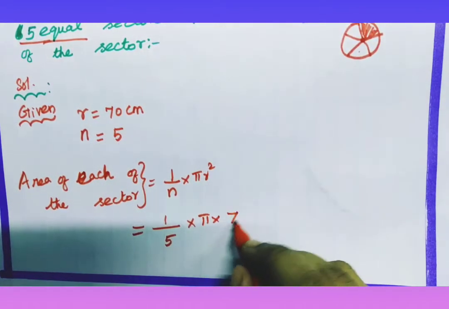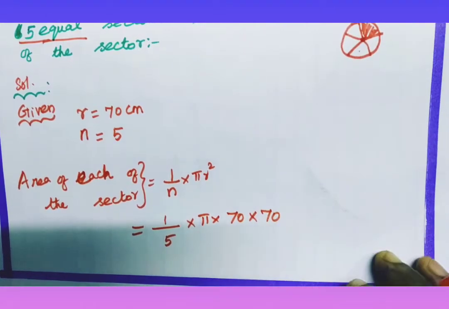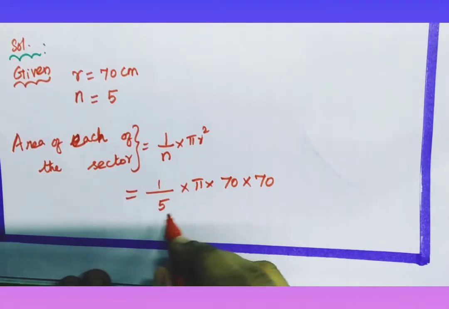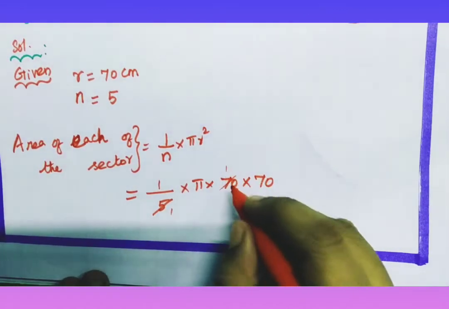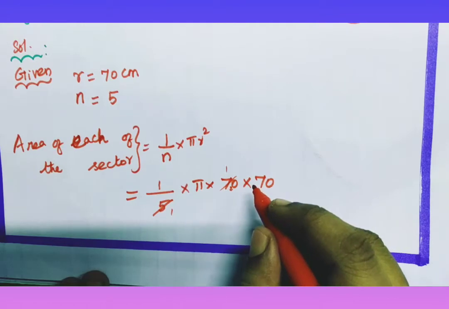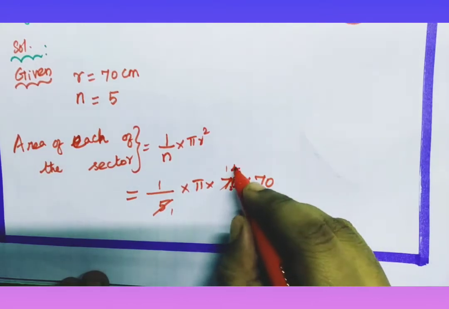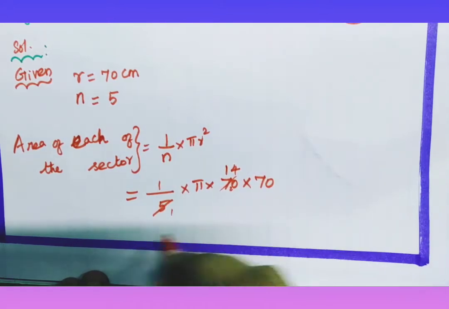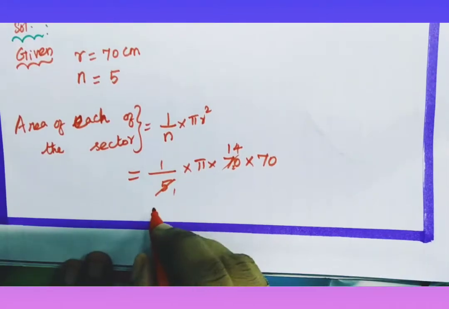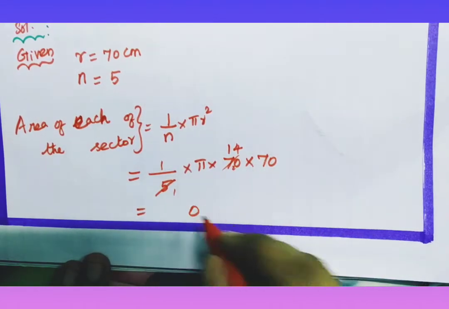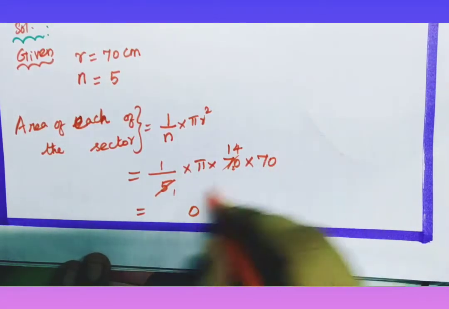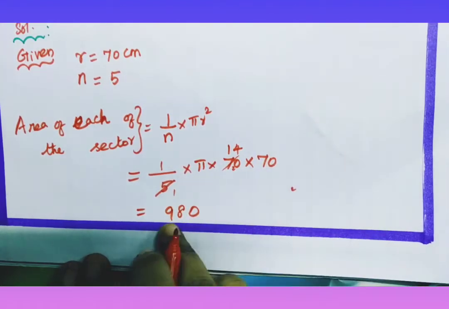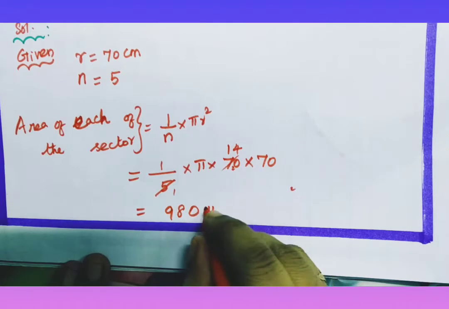r is what? 70 into 70. Now, cancel it. 1 5 is 5, 1 5 is 5. Remaining 2. So, 4 5s are 20. So, we want to multiply the 2. 14 into 7 means what we will get? 4 7s are 28, remaining 2, 1 7 is 7. 980. The pi will come near.